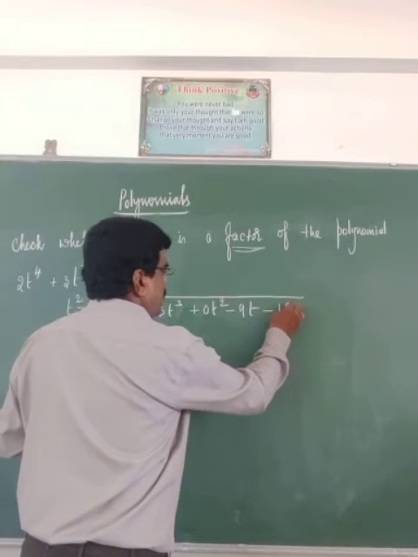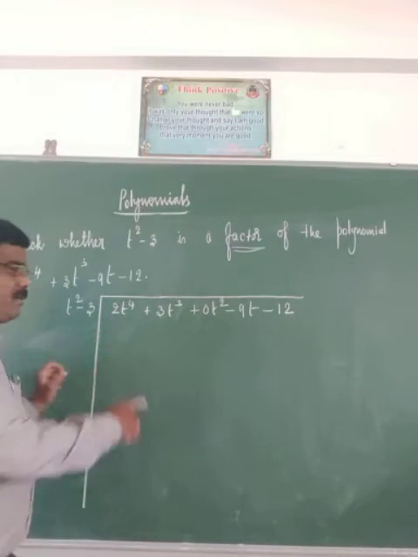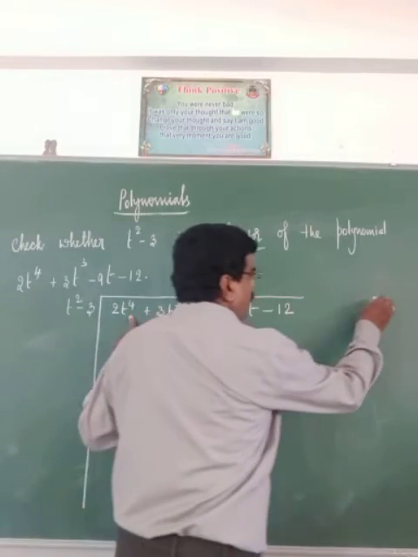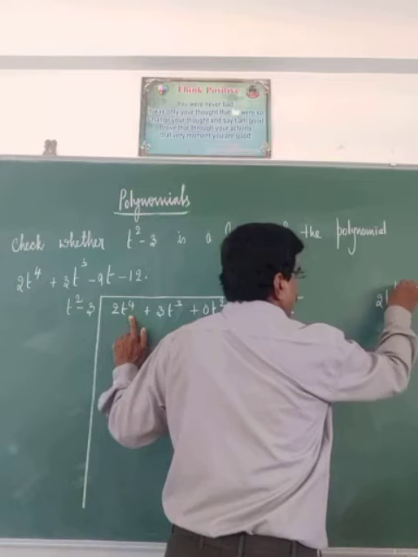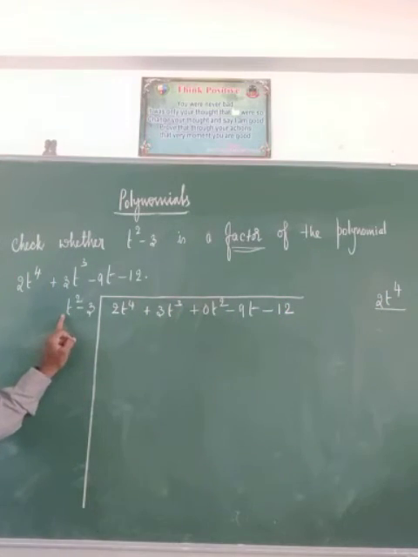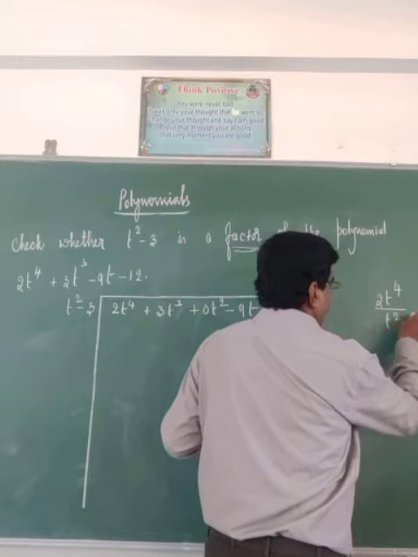Then minus 12. Now again the procedure is same, children. Here 2t to the power of 4 is there, here t square is there. The first expression of the dividend is 2t to the power of 4. And write in the working column divided by, here you can see, the first expression in the divisor is t square. It is right here.